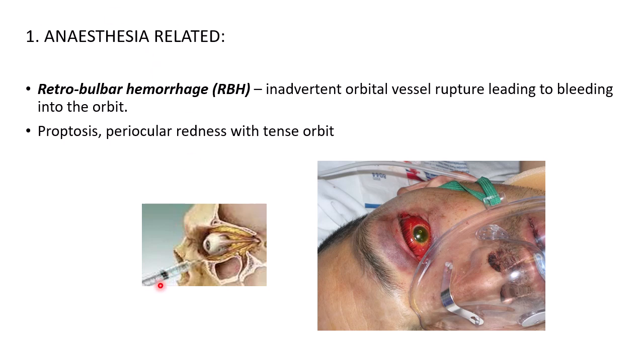You see, this is a retrobulbar block being given. It is more common with a retrobulbar block rather than peribulbar blocks. That's why it is necessary that once the needle is completely inside, we always aspirate to look if there is any blood, which is indicative of an orbital vessel rupture. So retrobulbar hemorrhage presents like this. There is bleeding behind the orbit, so there will be proptosis, periocular redness with a tense orbit, because the bleeding happens in this region. So it tends to push the eyeball forward.